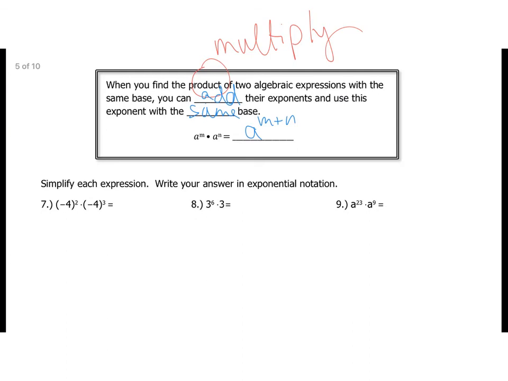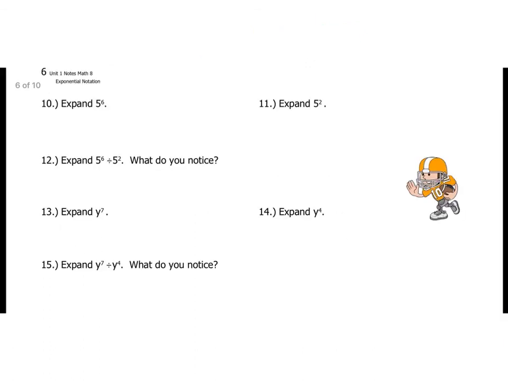Remember number 7, that you have to keep that negative 4 in a parenthesis and 2 plus 3 is 5. Number 8, there is an understood 1 there because 3 to the 1st power is always going to be 3. So that becomes 3 to the 7th power. And then number 9 is going to be a to the 23rd plus 9 is 32.